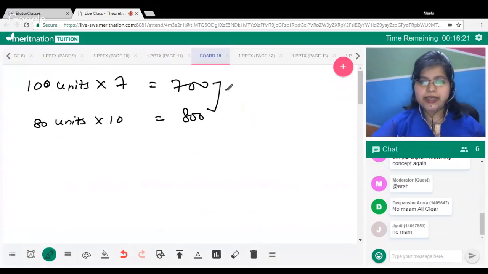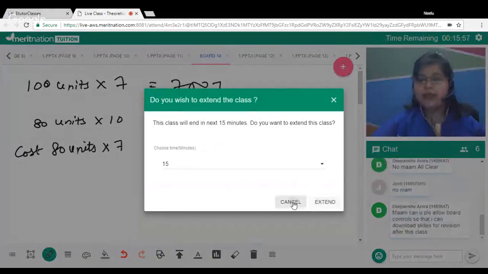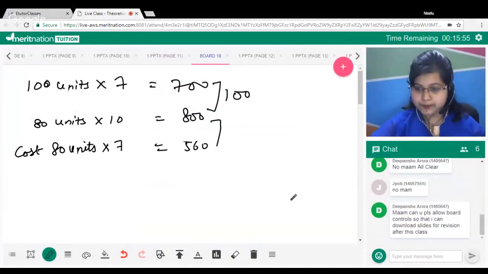Now, seeing this, you will say the profit is only 100. But is it true? No, because right now I have sold only 80 units. So the cost of only 80 units should be treated. So I will say my cost would be for 80 units to match it with my income. If the income is for 80 units, the expense should also be for 80 units only. Only then will you get proper answers.